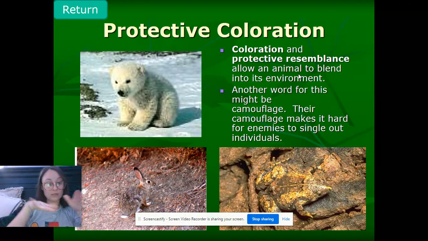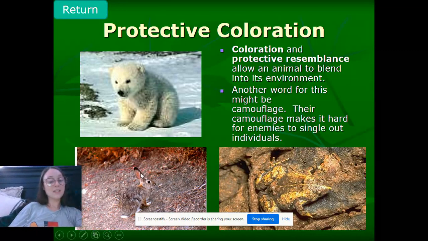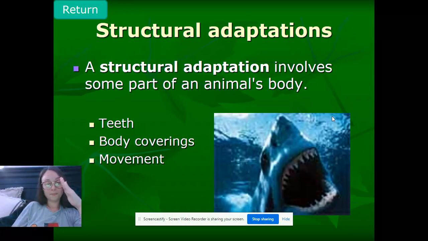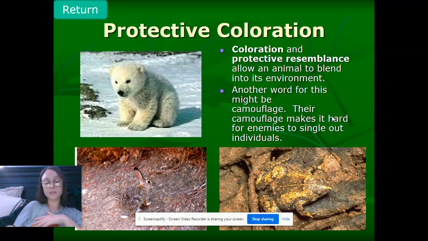And then I have protective coloration or camouflage. And that camouflage allows these organisms or living things to blend in with their surroundings in order to be protected. This rabbit isn't going to get eaten by a wolf because the wolf won't be able to see it. This frog won't be able to get eaten by a snake because they're protected by their coloration.